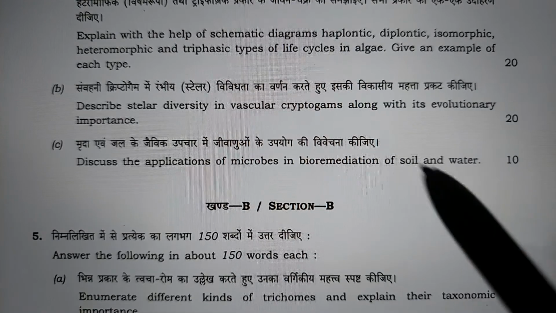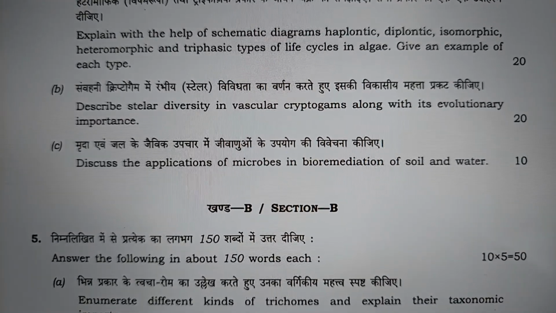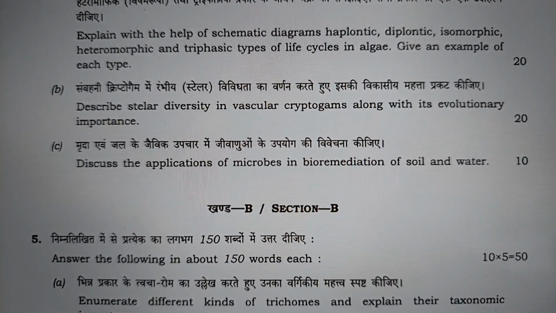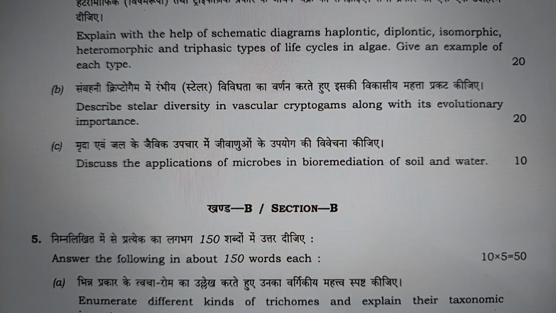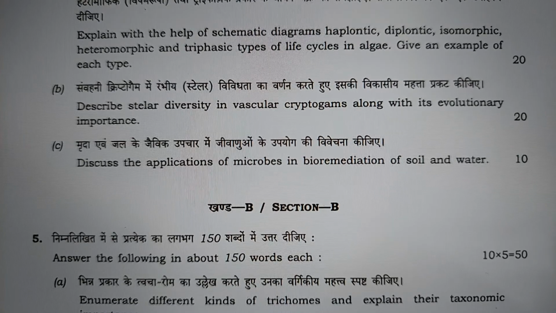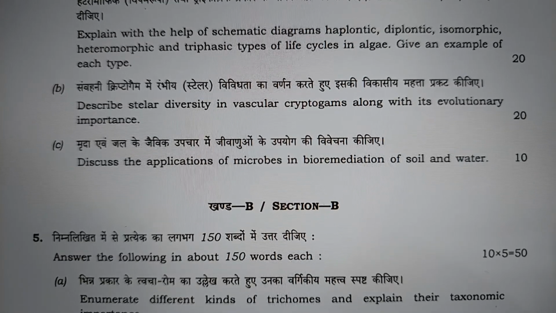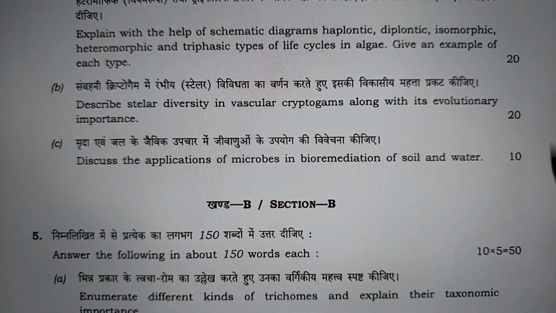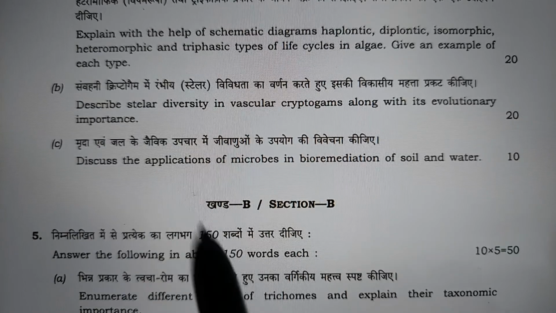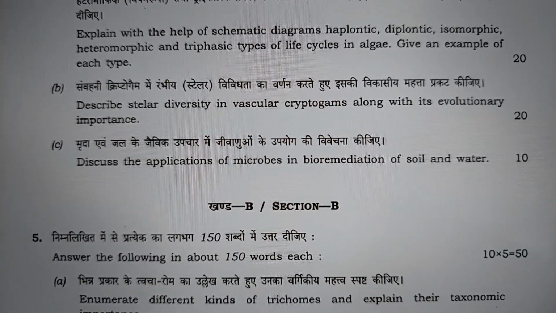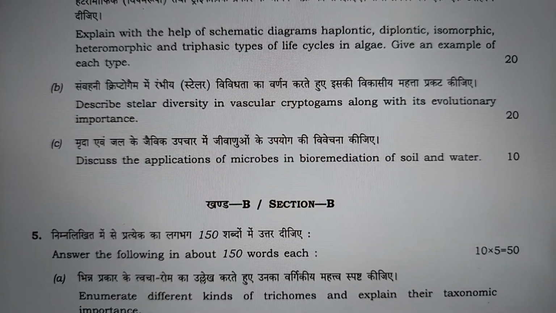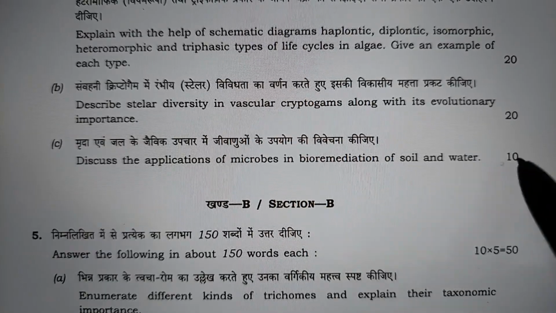Option B is describe stelar diversity in vascular cryptogams along with its evolutionary significance. 20 marks. C is discuss the application of microbes in bioremediation of soil and water, 10 marks.